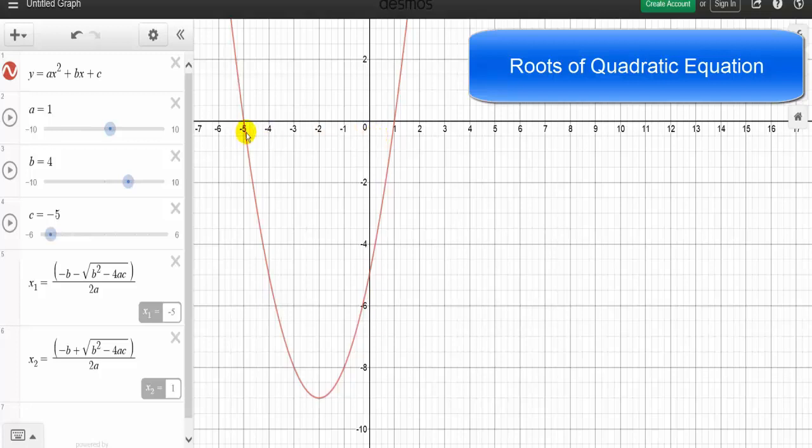The roots of the equation can be found by setting y equal to 0 and solving this quadratic equation using the quadratic formula. With the value of a equal to 1, b equal to 4, and c equal to -5, the roots of the equation are -5 and 1. A quadratic curve can cut the x-axis at 1 point as well.